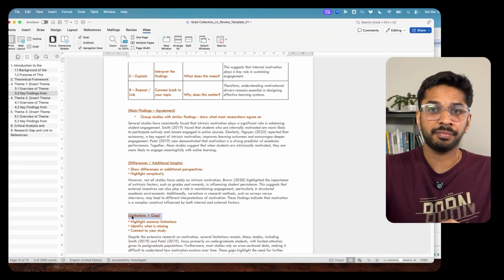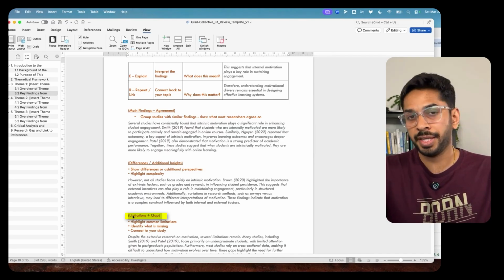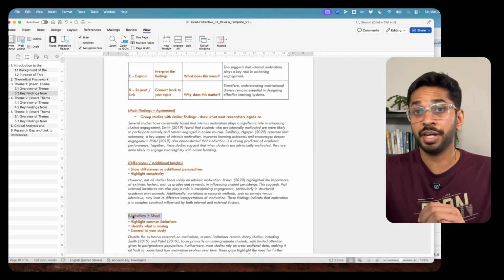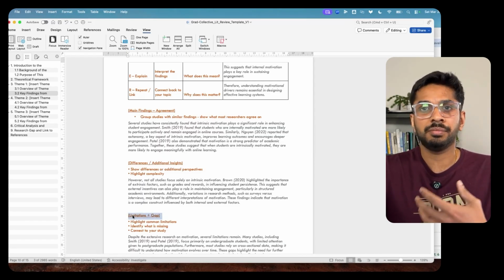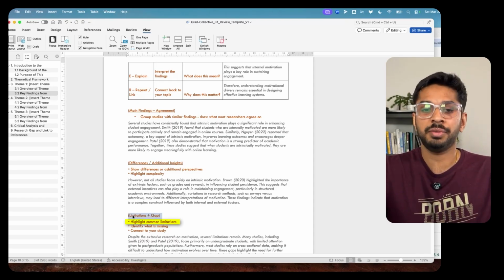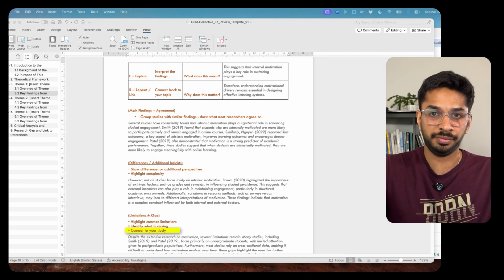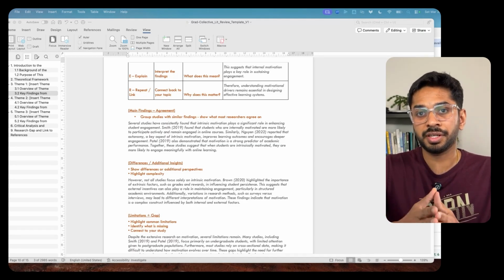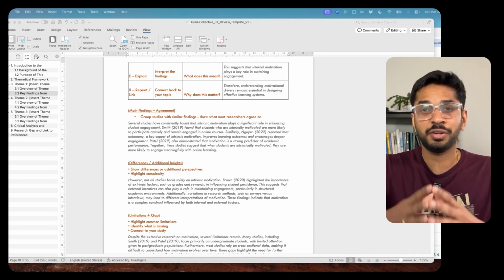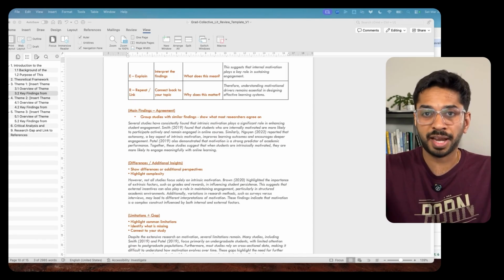And finally, you can touch upon limitations and the gap that you see as you were reading through the literature. Some of the guiding questions here would be, what are the common limitations that you see? What is still missing? How does this connect to your research question? So this is where your literature review starts becoming strong. You're not listing studies, but you're showing patterns and gaps.